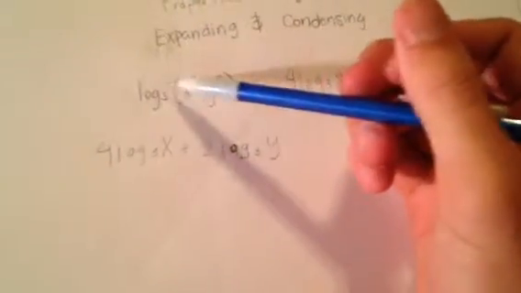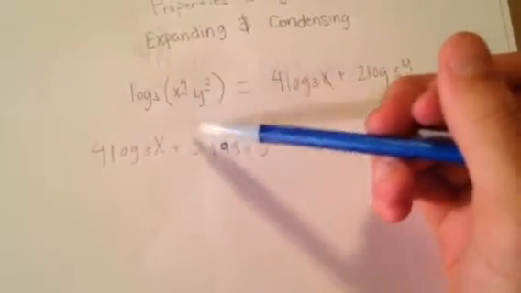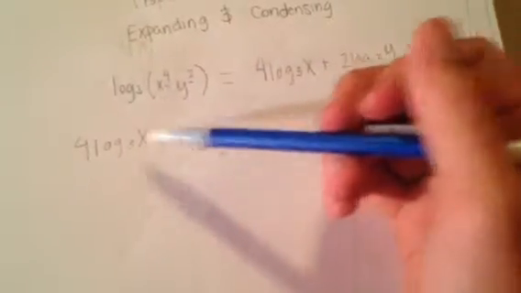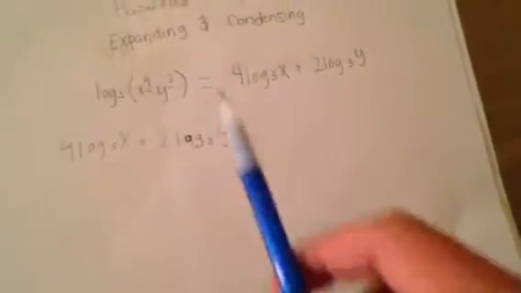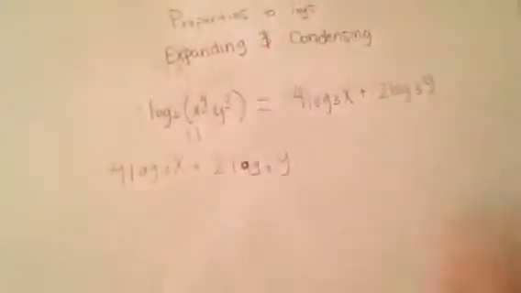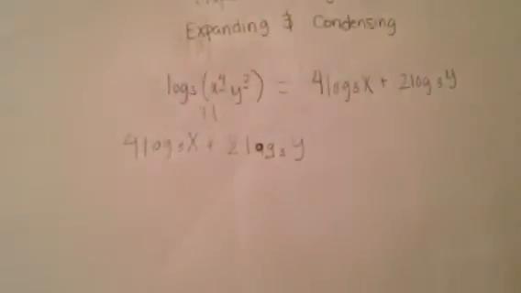All you do is take this log, bring it to both of these, like so, and the bigger number is going to be after the log, and the exponents are going to go before the logs with their original base. So that's expanding. That's how you do that. Those equations are equal, just as these are the exact same.